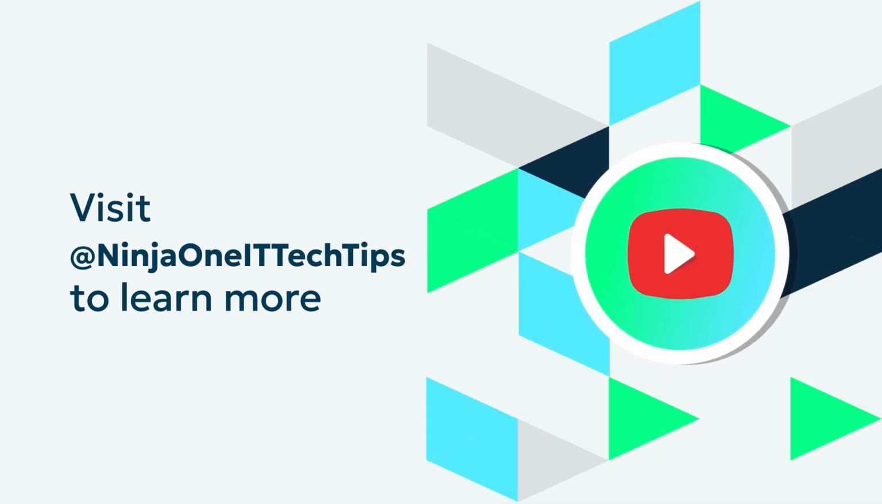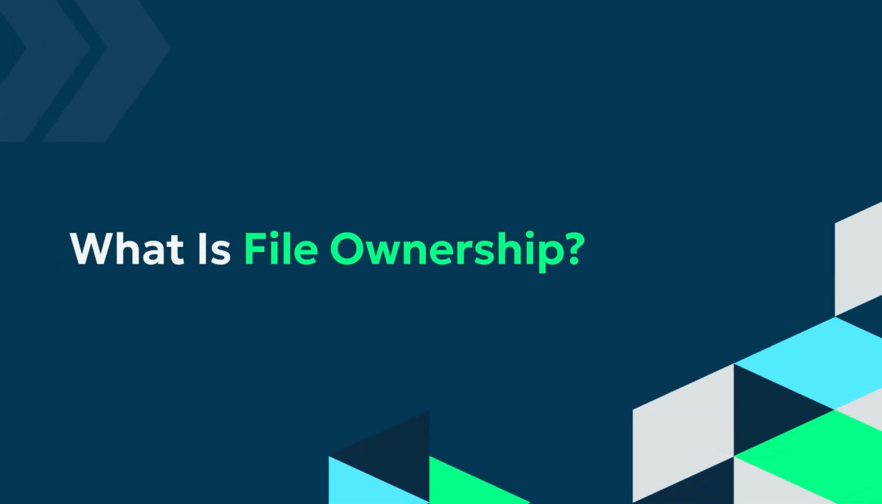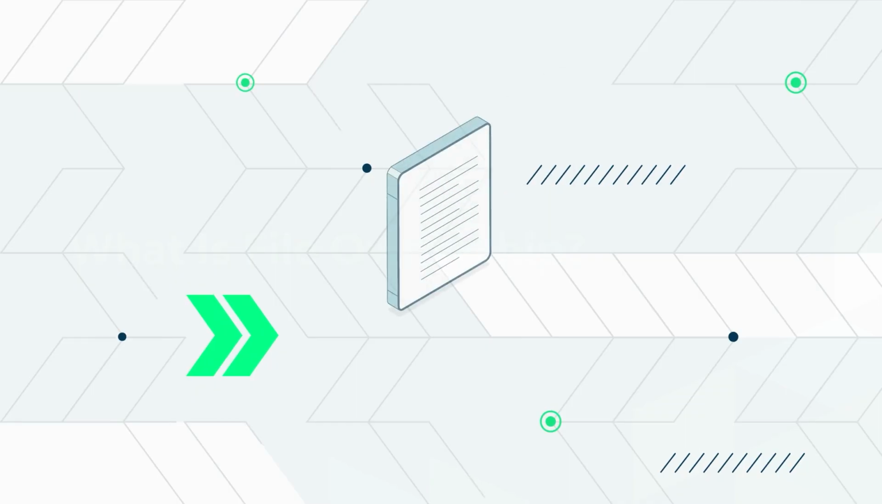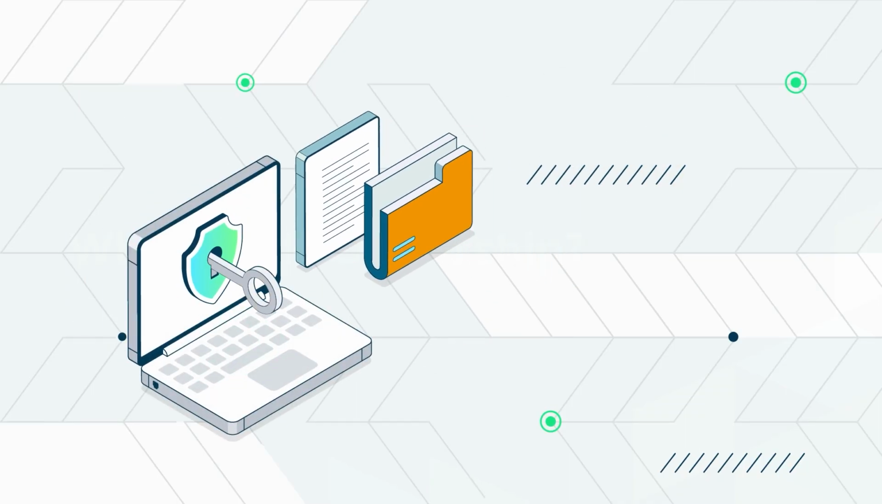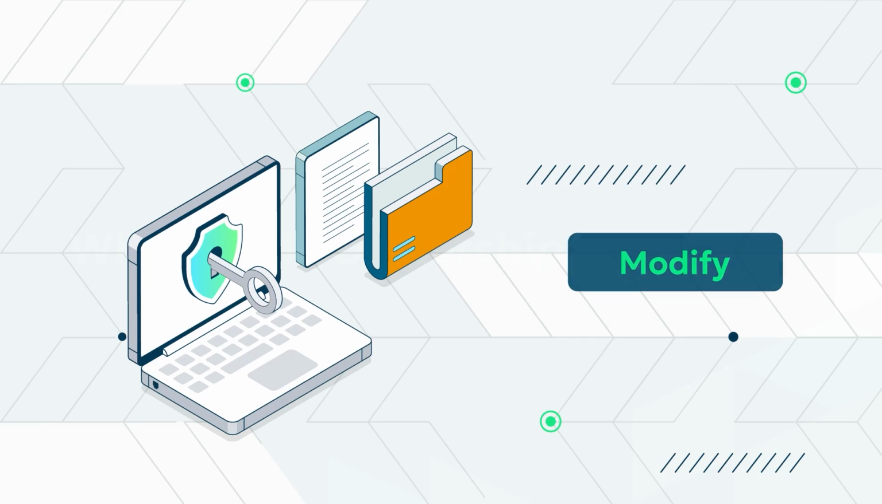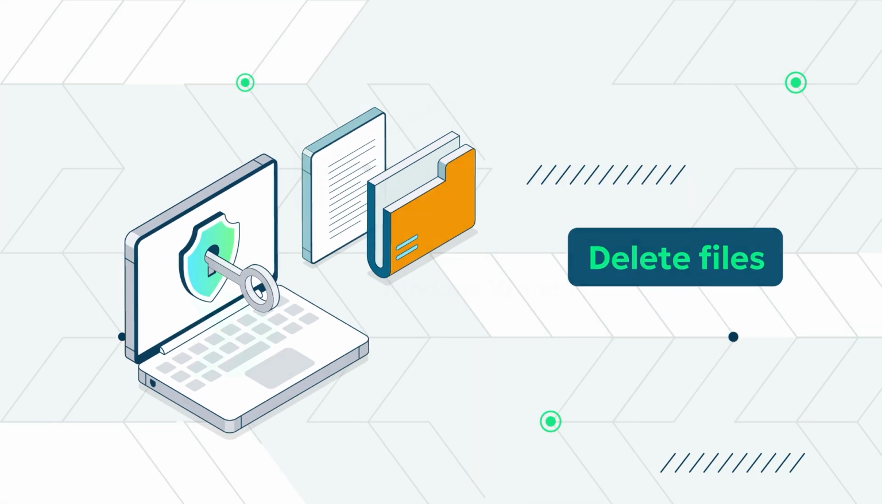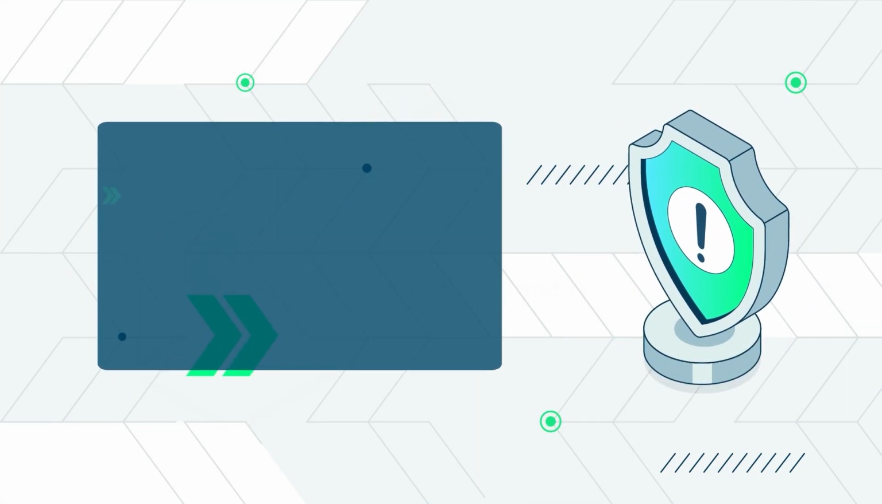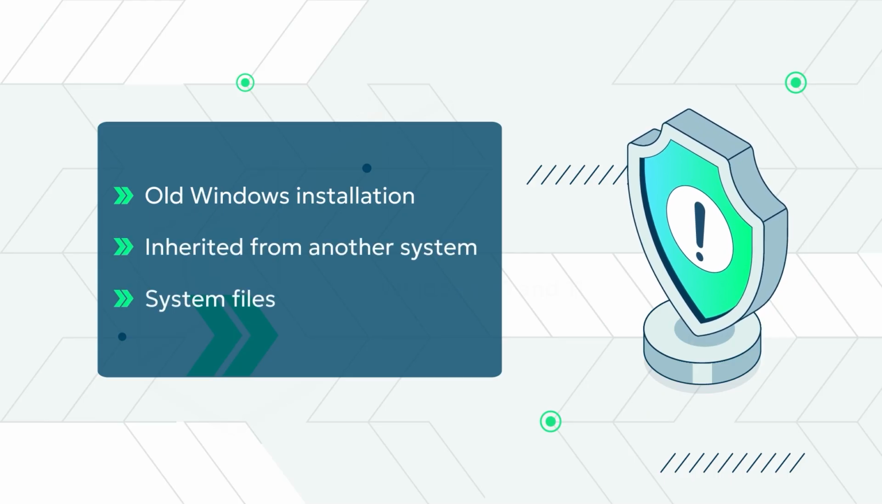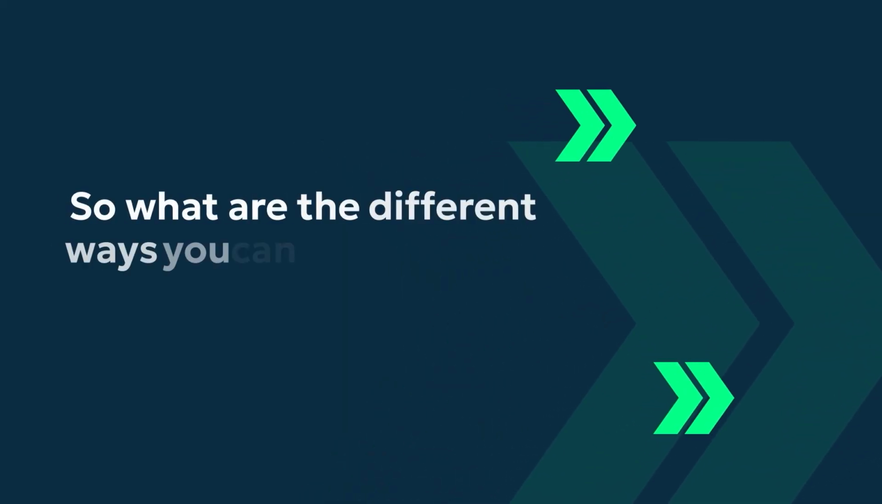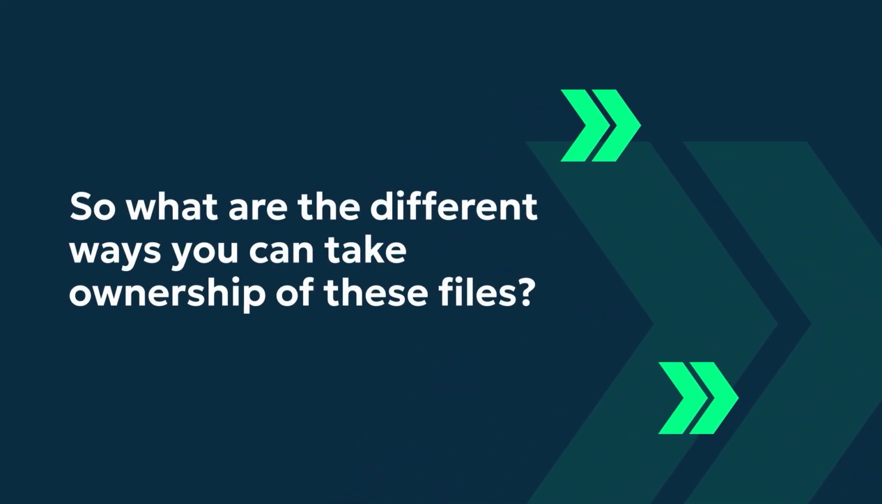What is file ownership? Taking ownership of a file or folder means becoming its primary controller. This gives you the ability to modify, move, or delete files that are otherwise restricted, whether they're from an old Windows installation, inherited from another system, or system files you need access to for troubleshooting. So what are the different ways you can take ownership of these files?